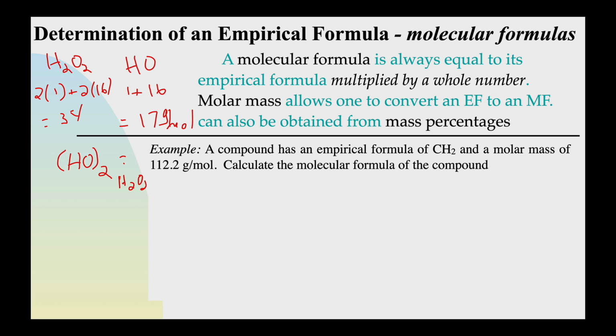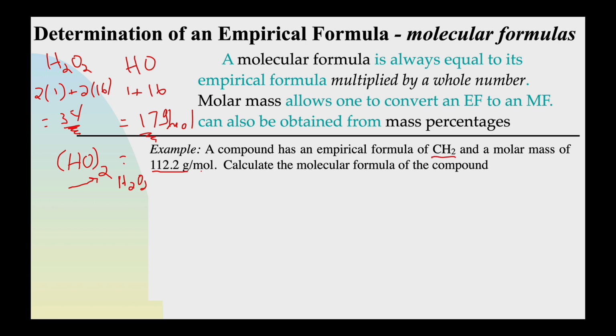And the goal is, like in H2O2, the goal is to find this number 2. And what people will do is they'll take the molar mass of the whole compound, 34, divide by the molar mass of the empirical formula, which is 17. 34 divided by 17 is 2. That's how you get this ratio. And you take that ratio, multiply it by the empirical formula to get the molecular formula. So in this compound, the 112.2 number, that's like the 34 number above. All right, we've got the molar mass of the whole thing.